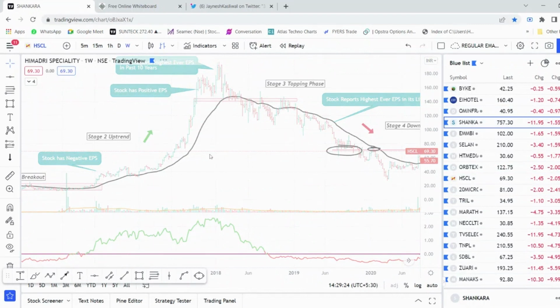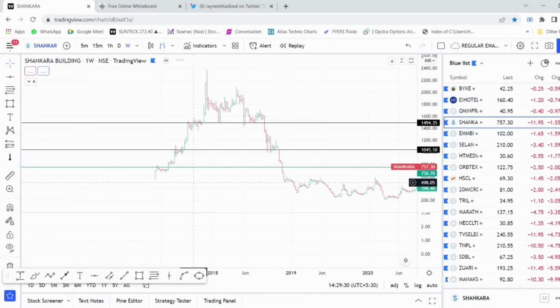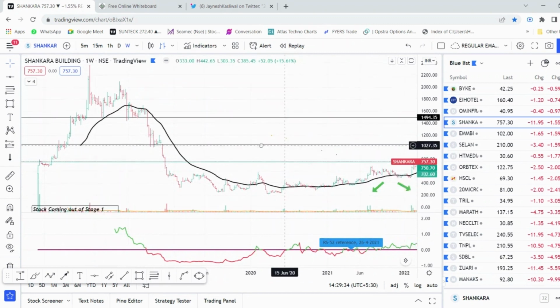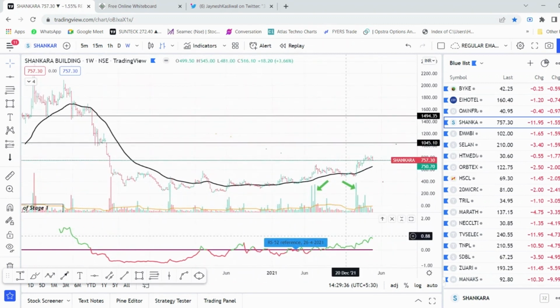Similarly, if you look at the chart of Shankara building, right? So the same thing, you will see that the same thing is happening again and again, that the stock is following either stage analysis or the stock may follow relative strength concept. The only thing is you can combine all the three concepts to come up with a system, or use a single system, right? So now it depends upon how effectively you want to create a system.